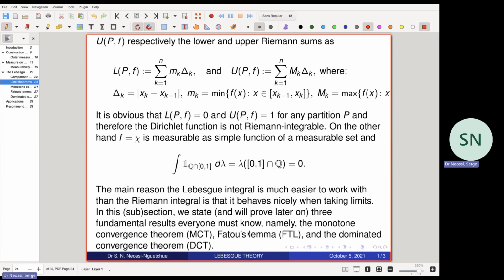I think it was mentioned somewhere in the introduction, the difficulty that we had in the Riemann sum to take the limit under the integral sign. And we said that for that purpose, we need a uniform convergence result. But in Lebesgue theory, we don't actually need a uniform convergence result to take the limit under the integral. So these 3 theorems will allow us to know in which conditions we can take the limit inside the integral.